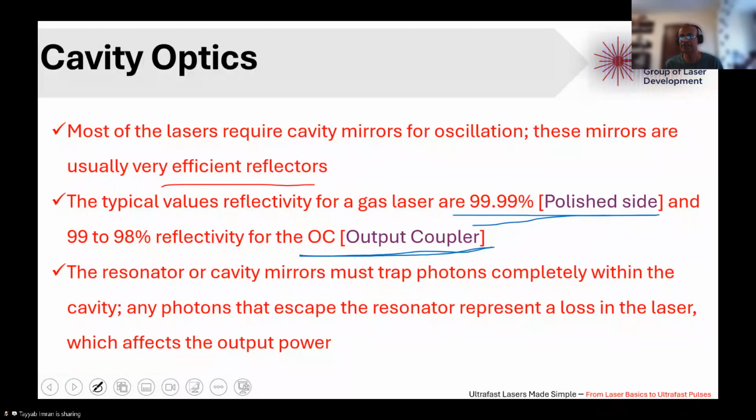So the condition is that the mirrors are supposed to be aligned very well so that the photons are completely trapped. If the photons are escaping from the cavity, from the resonator, it means there are losses which affect the output power. It has to be very nicely aligned.